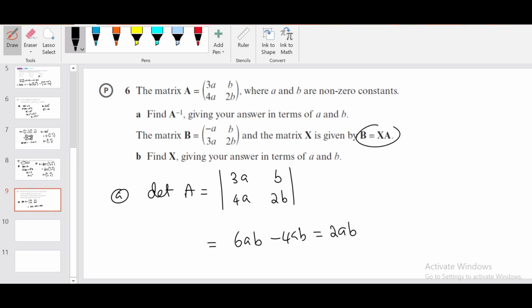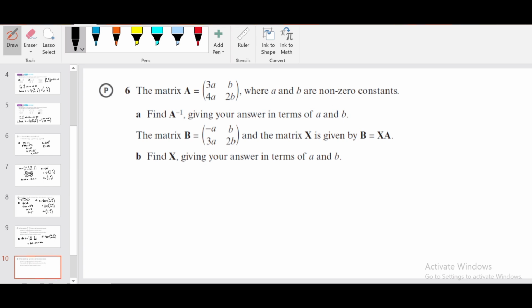The matrix X is given by B is equal to XA. Don't we have to get A to the minus 1? Oh sorry, we need to find the inverse matrix of A, right? So A inverse is 1 over the determinant value of A, and then swap the main diagonal elements, change the sign of the other two elements. Okay, that's A inverse. Understand? Yep. Okay, now let's move on to part B.